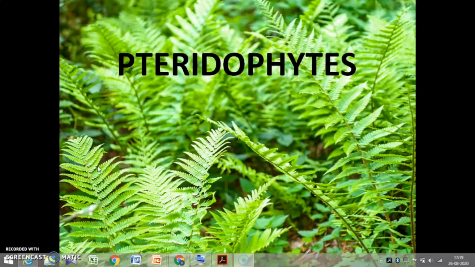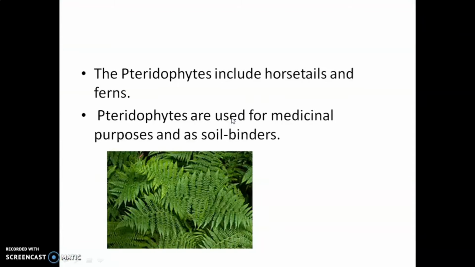We are discussing the lesson Plant Kingdom. Today we are going to discuss the division of kingdom Plantae, that is pteridophytes. So let's start the class. They include horsetail and ferns. You might see these plants in your nearby areas, isn't it?